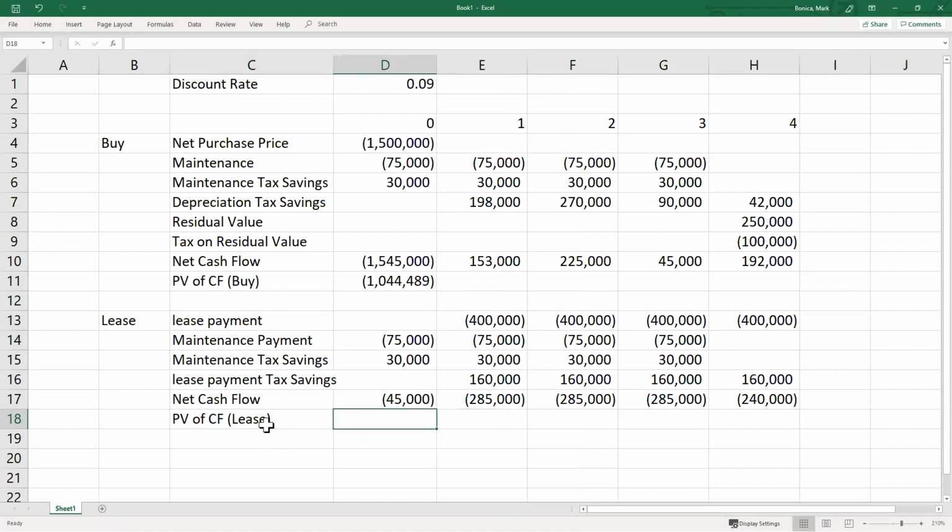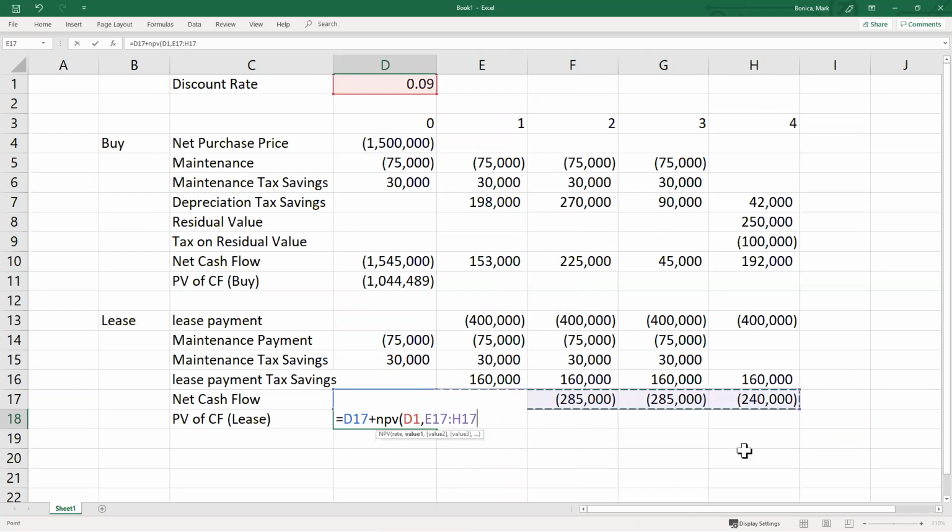Right? And we need to bring back the cash flows out here to the present. So we have the present value of the lease cash flows is equal to the 45,000 we pay at time 0 plus the present value, discounted back at 9%, of the cash flows that happen in years 1 through 4. And so we have negative 936 as our cost of leasing.